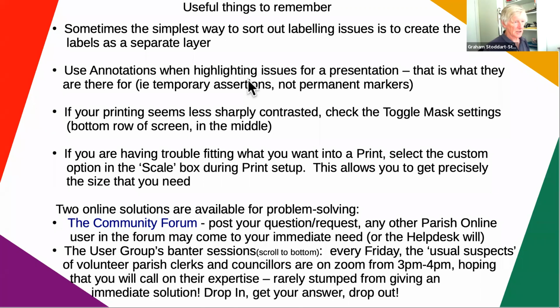We discussed annotations being temporary earlier. We discussed checking the toggle mask if your printing is not coming out the way you expect it to be. And we discussed, when going through the print menu, that there is a custom option in the scale box where you can get exactly the scale that you need for fitting everything that you want into that one little print square.